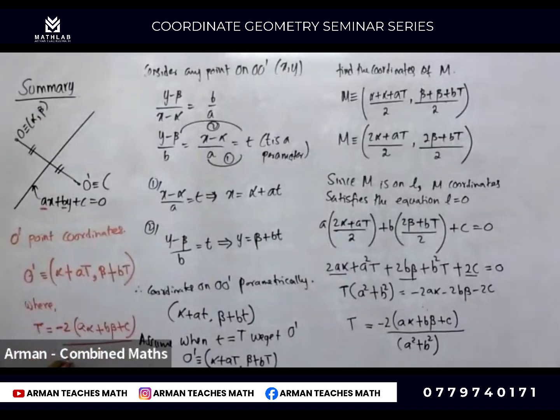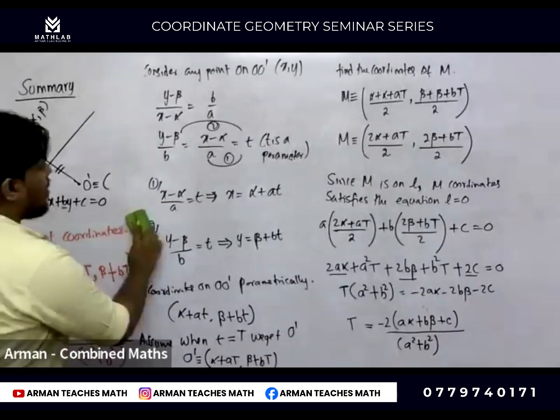Divided by the sum of the squares of the coefficients of the x and y terms of the straight line. This is the straight line, not O dash. A squared plus B squared. That's the pattern.